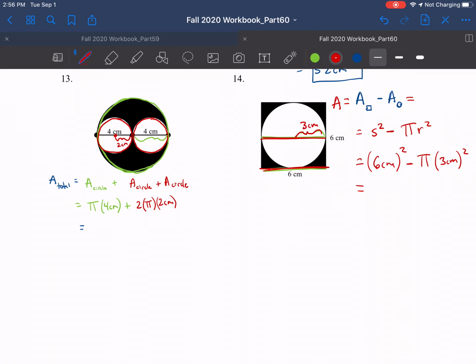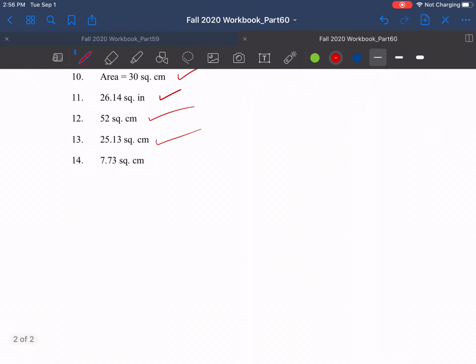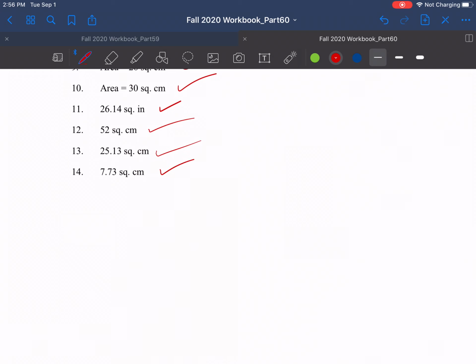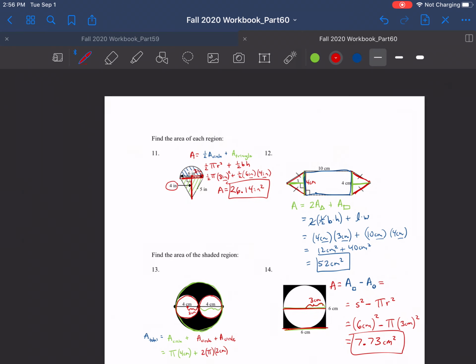And that gives us 7.725. So this will be 7.73. And then centimeters squared will be our answer there. And if we come over here, we get 7.73 square centimeters. Okay. Well, there's all of those problems worked out for you for areas.